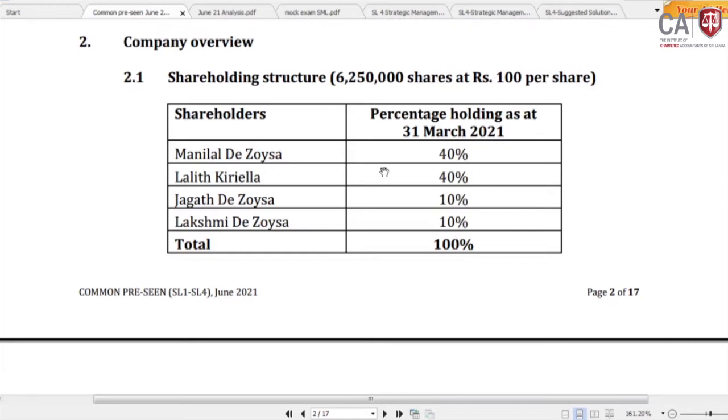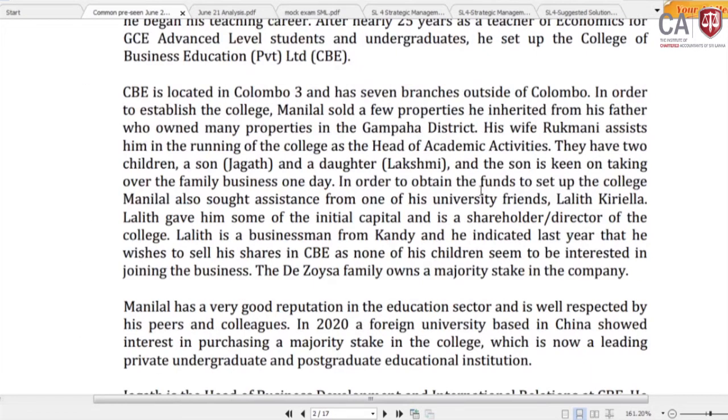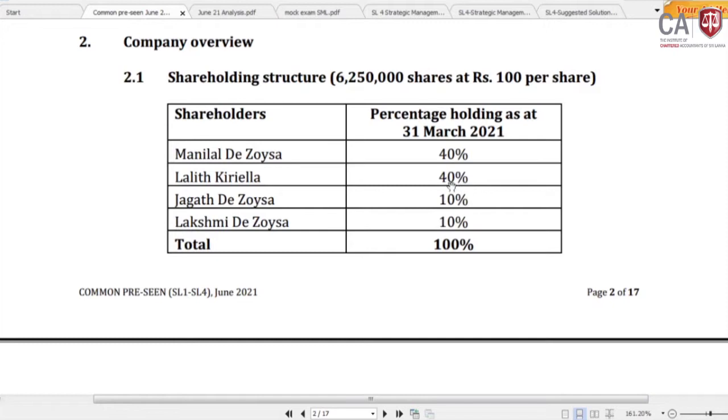If you look at the shareholding, Manilal Soisa owns 40%. That is the founder member. Lalit Kiriala, the friend, holds 40%. Jagat, the son, holds 10%. Then Lakshmi Soisa, 10%. Lakshmi is the daughter. The daughter has a 10% shareholding in the company. So the family owns 60% of the shares.